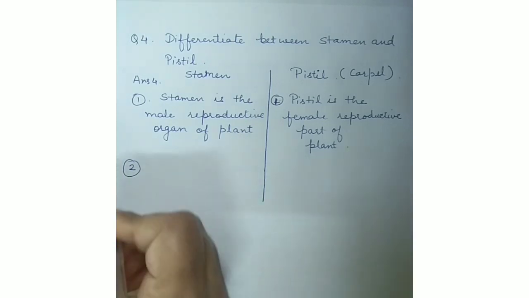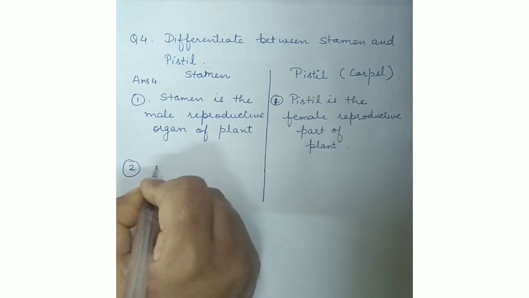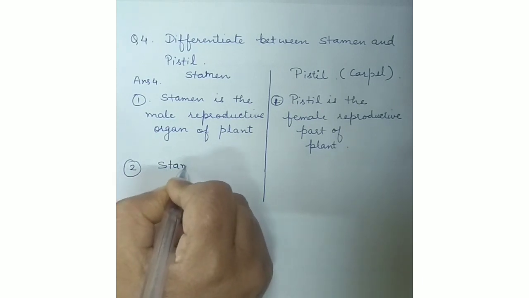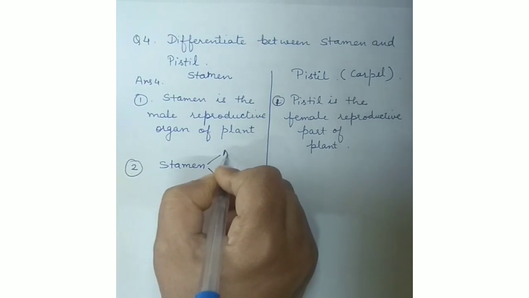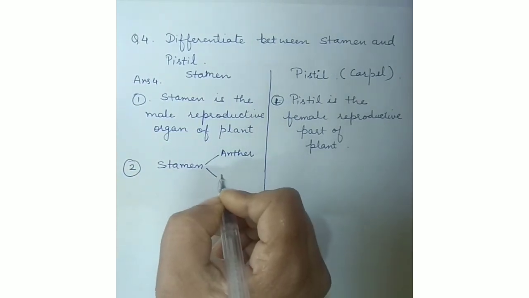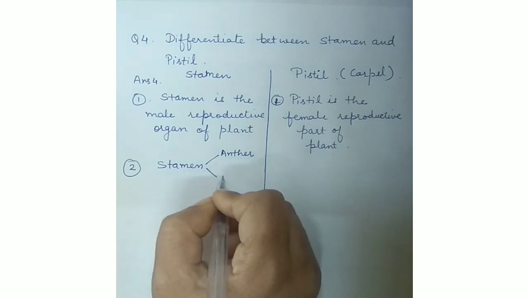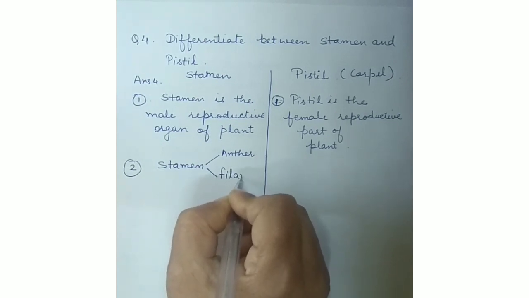What are the different parts of the stamen? You can write in the next point. Stamen is divided into two parts. The upper part is known as anther, which consists of pollen grains, and the second part is the long part, which is known as filament.